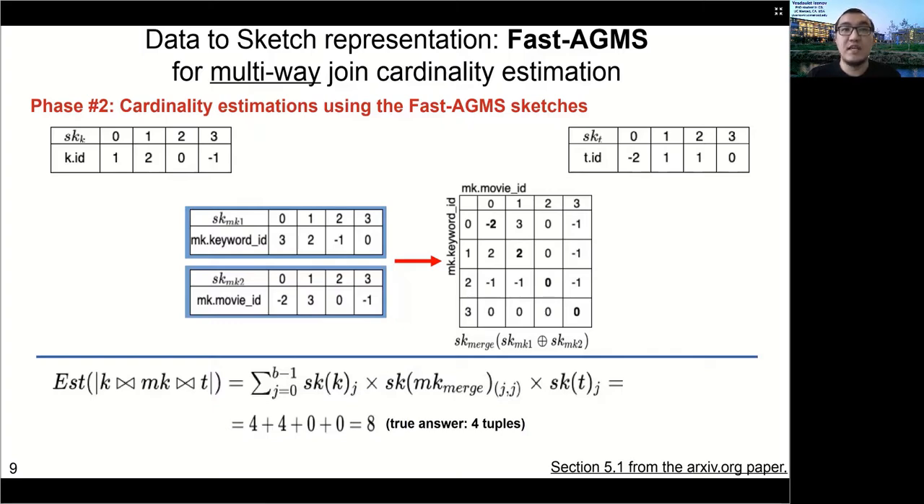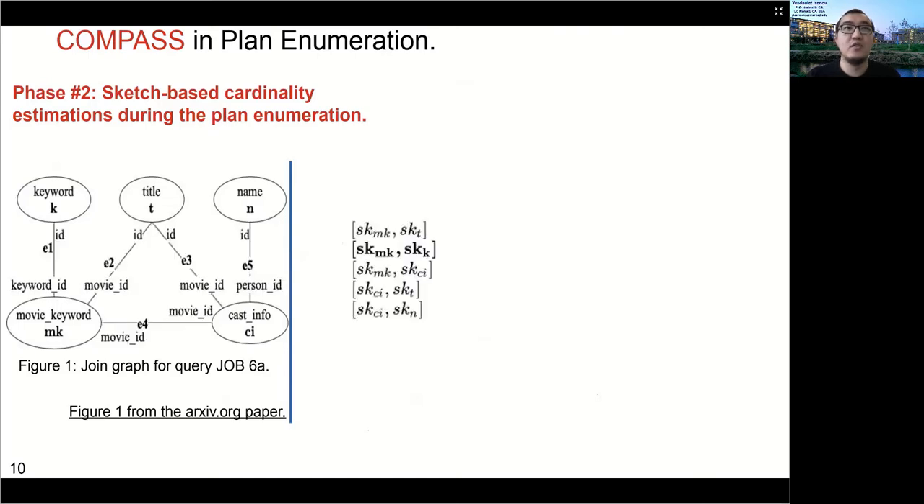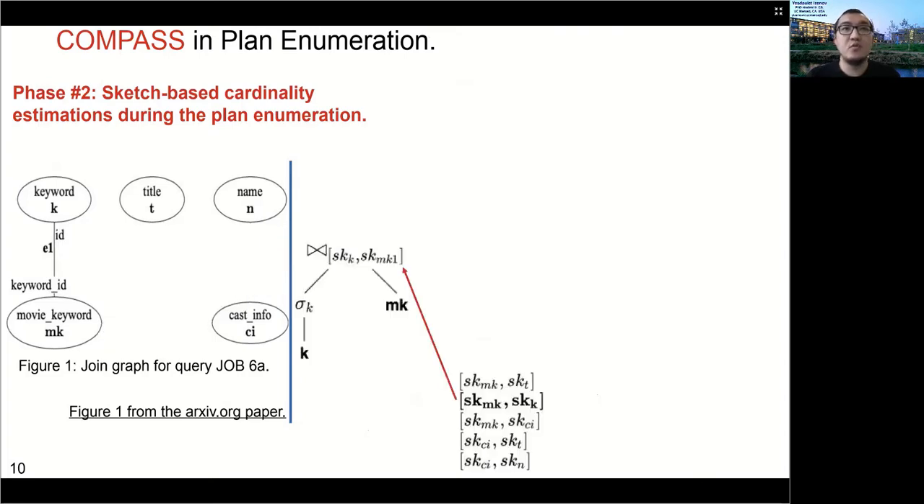Now we show how the sketches are integrated in the plan enumeration algorithm. In the same query join graph, where there are 5 nodes with 5 edges, we first estimate two-way joins by using the individual FastHMS sketches. Compass chooses the join with the smallest estimated cost. In this case, it's tables K and MK.